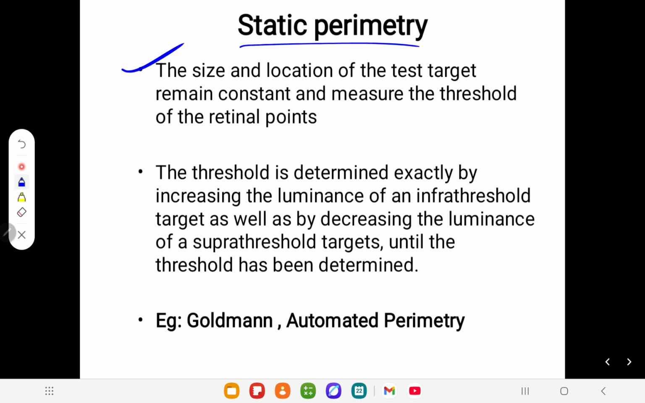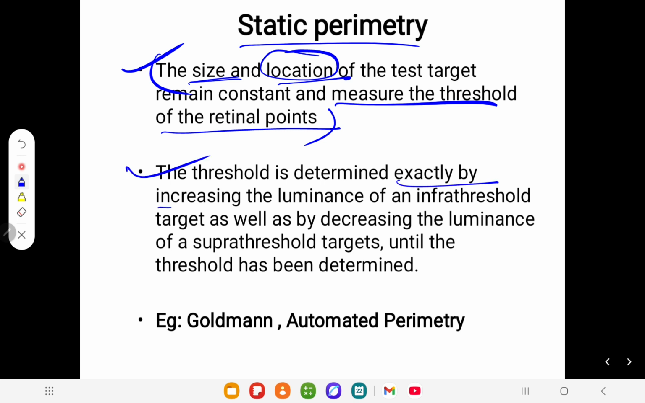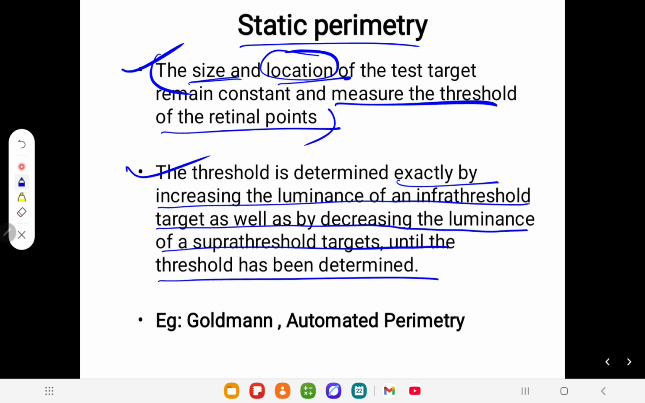Here also the location is constant, size constant, yes, in both cases, but location constant, that's important. Location remains constant, and we measure the threshold at that point. At a particular point, we measure the threshold by keeping size and location the same. But the threshold is determined by increasing the luminance of the infrathreshold target as well as decreasing the luminance of the suprathreshold target until the threshold has been determined.